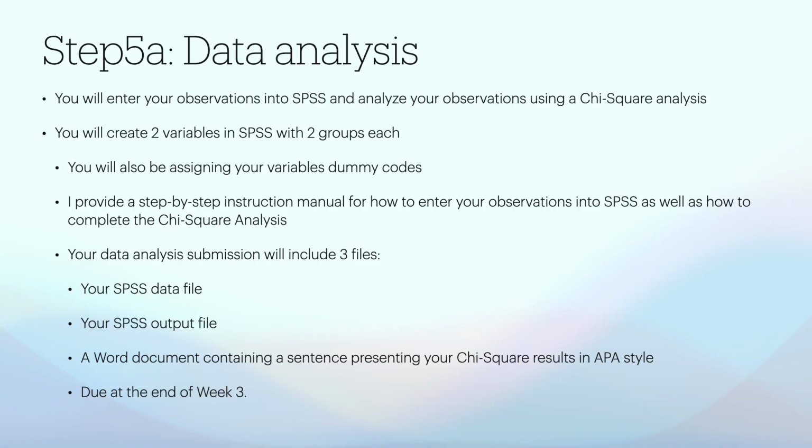Your data analysis submission will include 3 separate files: your SPSS data file, your SPSS output file, which includes the results of your chi-square, and a Word document containing a sentence presenting your chi-square results in APA formatting. This is due at the end of week 3. So please do not procrastinate downloading SPSS to your device, because in case you have trouble, you need to give yourself enough time to reach out to me or to tech support and figure that out. So that will be week 3.